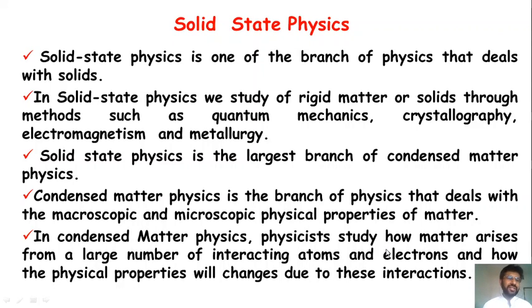Now the question is, what do you mean by condensed matter physics? Condensed matter physics is the branch of physics that deals with the microscopic and macroscopic physical properties of matter. So in condensed matter physics, we can study the microscopic and macroscopic physical properties of matter. In condensed matter physics, physicists study how matter arises from a large number of interacting atoms and electrons, and how the physical properties change due to these interactions.